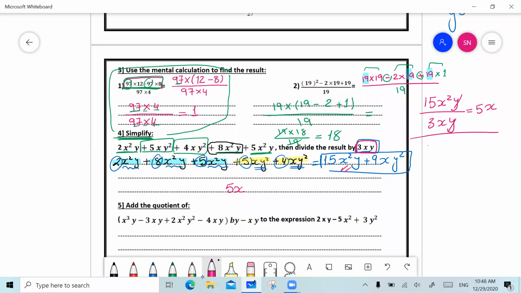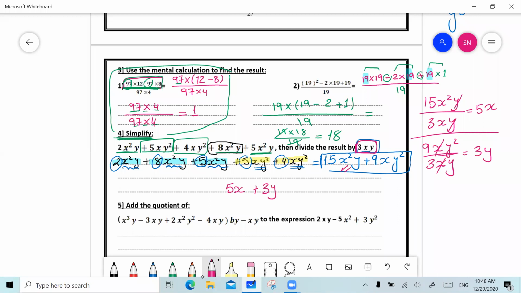The second term is 9xy squared. I want to divide it by 3xy. So 9 divided by 3, this is equal to 3. X divided by x is x to the power of 0, so they are canceled together. Y squared divided by y, this is equal to y.